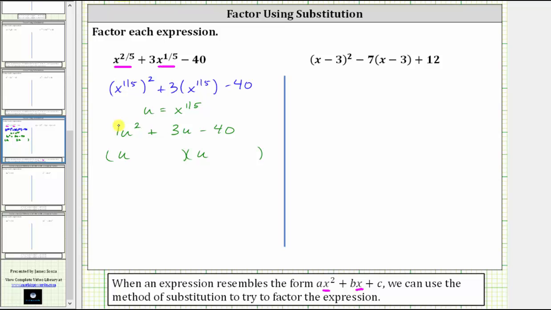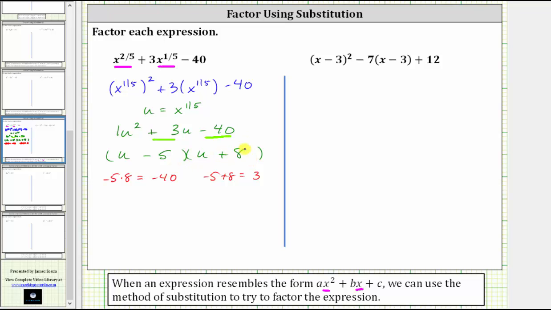Because the leading coefficient is 1, we now need to find the factors of negative 40 that add to positive 3. Because the sum must be positive, notice negative 5 times positive 8 is equal to negative 40, and negative 5 plus 8 is equal to positive 3. The two factors we need are negative 5 and positive 8, which means one factor is u minus 5, the other factor is u plus 8.